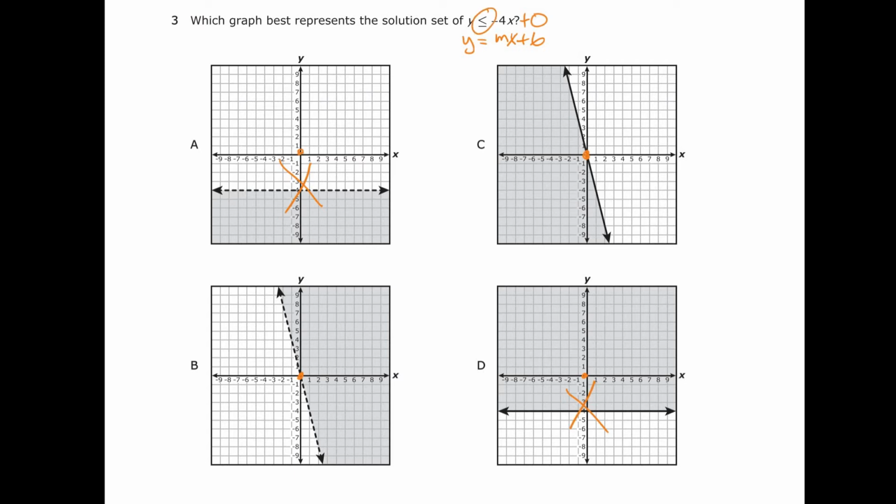Now we take a look at this symbol. Y is less than or equal to. Since it has the equal to line underneath it, it should be a solid line, which C is, but B is a dashed line. So that one's not right. The answer is C. You could also graph this in your calculators with an equal sign, and it would have shown you that this was the right answer. And you could have eliminated numbers A and D without any knowledge of the inequalities. Next question.